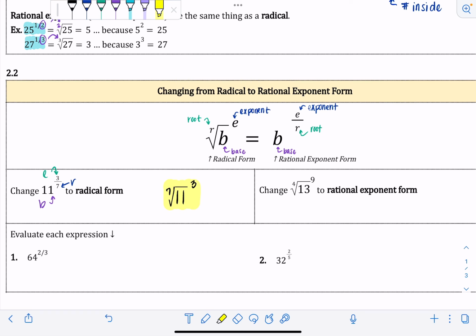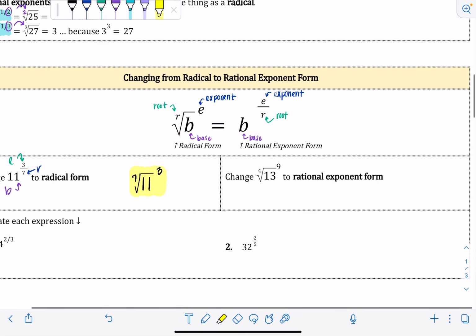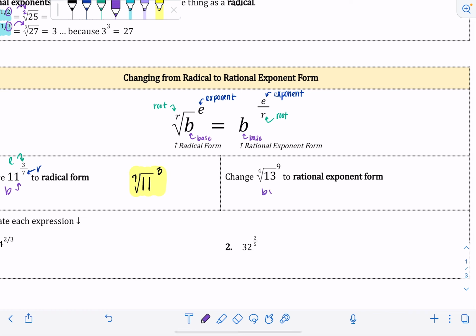And then the next one, starting right here, says change the 4th root of 13 to the 9th power to rational exponent form. So in this one, we're starting on the left side, it's in radical form, and then we're going to the right side in rational exponent form. So we want to go through and figure out what E, R, and B are. B is the number inside the radical, R is the root, E is the exponent. And then I'm going to take that B, E, and R and substitute it into this.